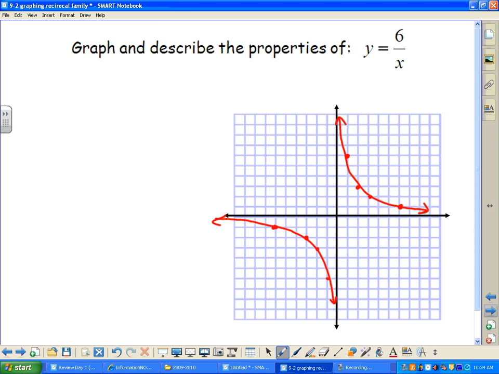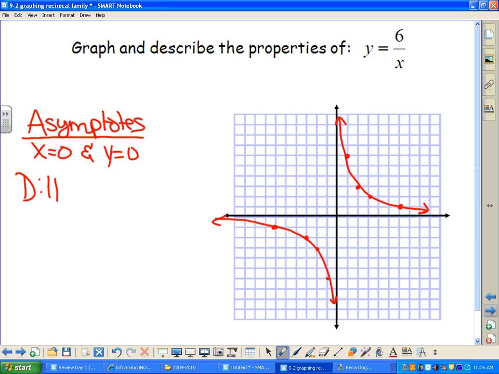Okay, so there it is. It says to graph, but then it also says to describe the properties. So what are some properties of this graph? Tell me some things about it. Go ahead. What are they? Okay, it has 2 asymptotes, right? And they are x equals 0 and y equals 0. Okay, what else? Okay, the domain is all reals. X cannot equal 0.